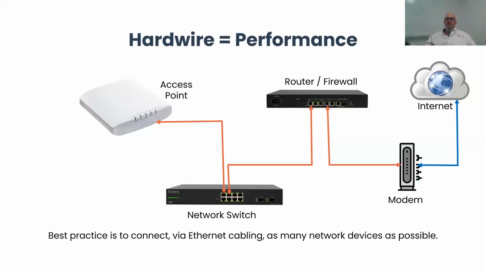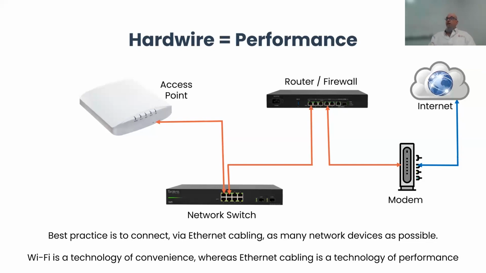The more devices connect via Ethernet, the better your network performs. Wi-Fi is a technology of convenience, whereas Ethernet cabling is a technology of performance. This is an important thing to understand because we're trying to put in a network that's based on performance for our customers. Wi-Fi is convenient, but it has some things in it that don't lend it to being super high performance. Let me give you an example of why.